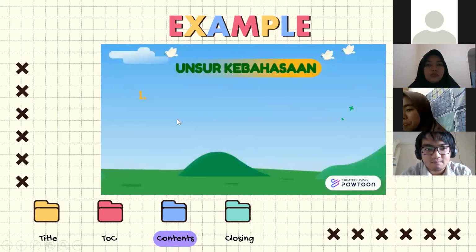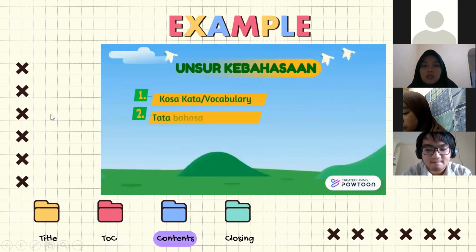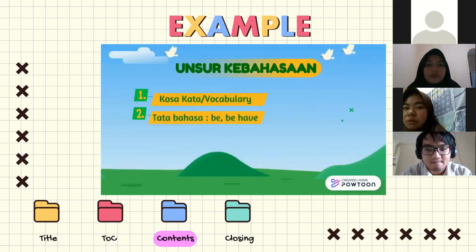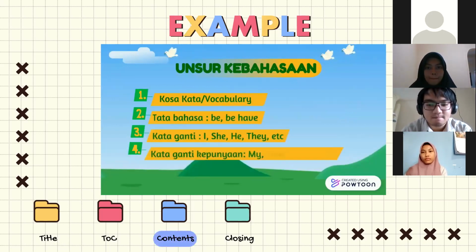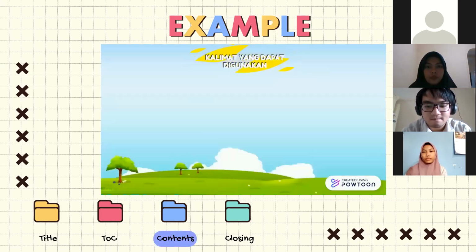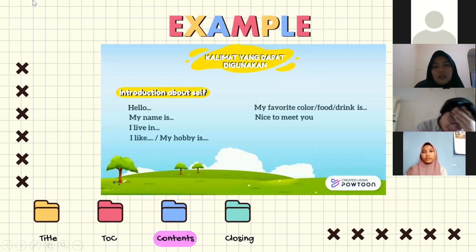Unsur kebahasaan. Yang pertama, kosakata atau vocabulary. Yang kedua, tata bahasa, behave. Yang ketiga, kata ganti. I, she, he, they. Yang keempat, kata ganti kepunyaan. My, your, his, her. Kalimat yang dapat digunakan untuk introduction about self yaitu hello, my name is, I live in, I like, or my hobby is, and my favorite color or food or drink is, nice to meet you.